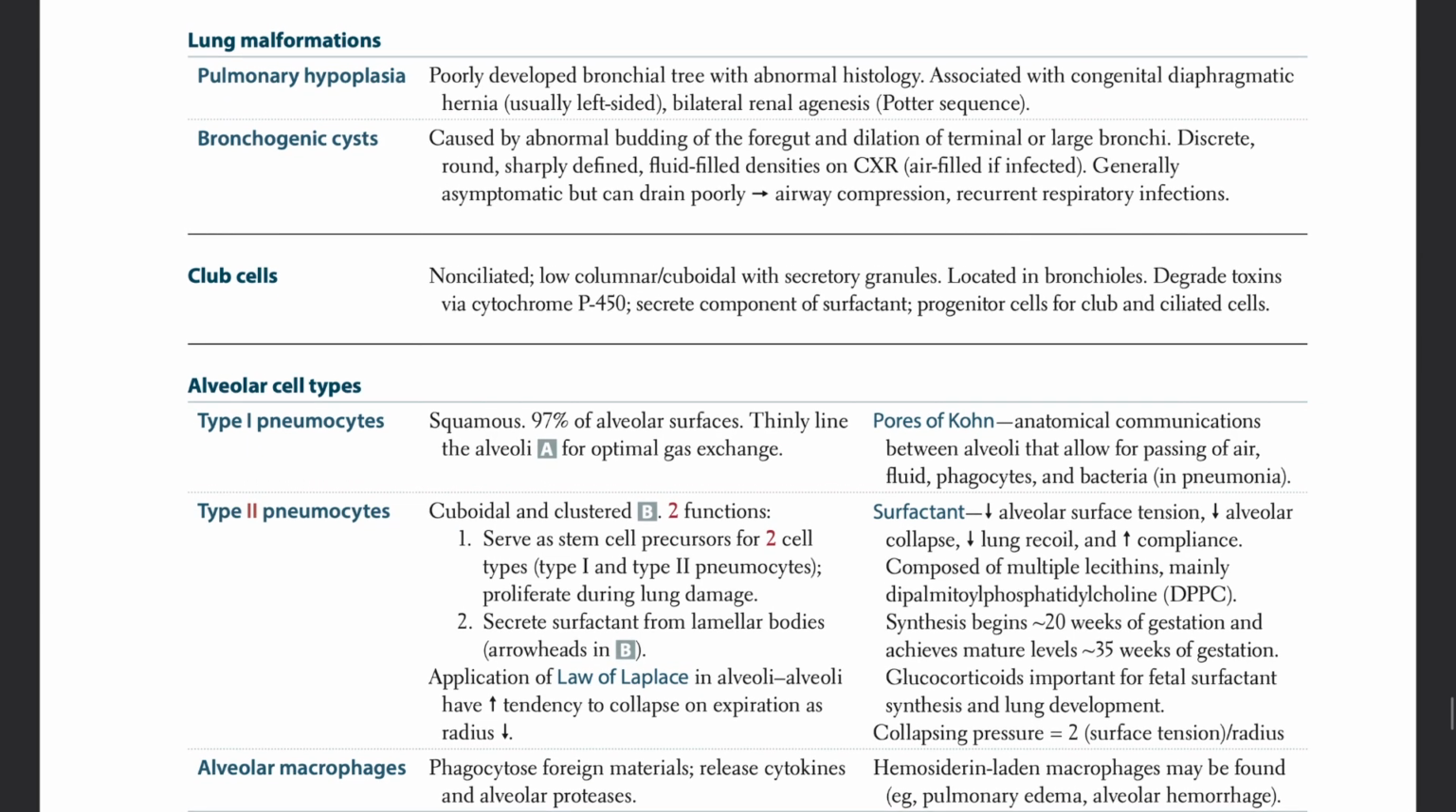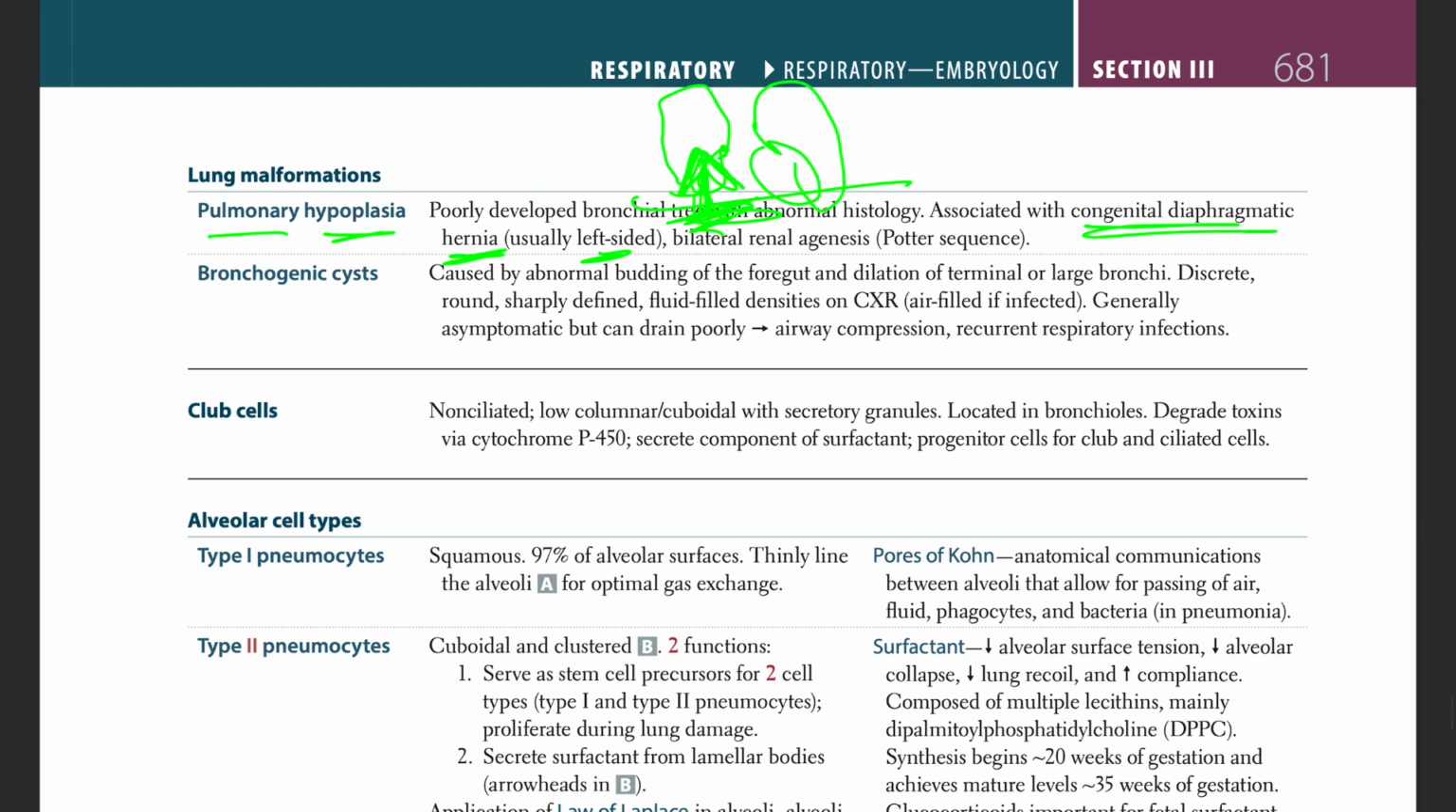Lung malformations. So you have pulmonary hypoplasia. What is pulmonary hypoplasia? That one of the lungs is hypoplastic. The question is why did that happen? Well, that happened because of a congenital diaphragmatic hernia, usually on the left side. So let me draw the lungs here. Let's say these are the lungs, and on this side the diaphragm goes up. You know, this side has the heart, right?